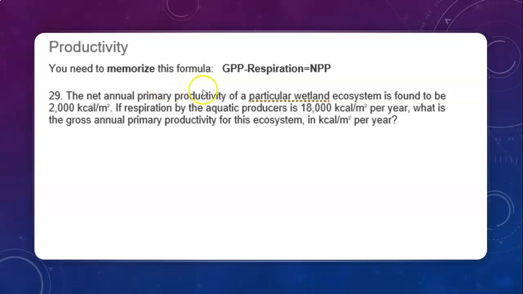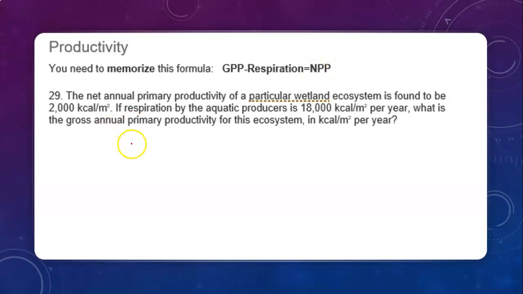So just a reminder that the way to measure primary productivity: gross primary productivity, or the total productivity by the primary producers, minus the respiration, so what they use up to grow and live, is equal to the net primary productivity. And that's what's actually available to the next trophic level. So that's why this equation is important.